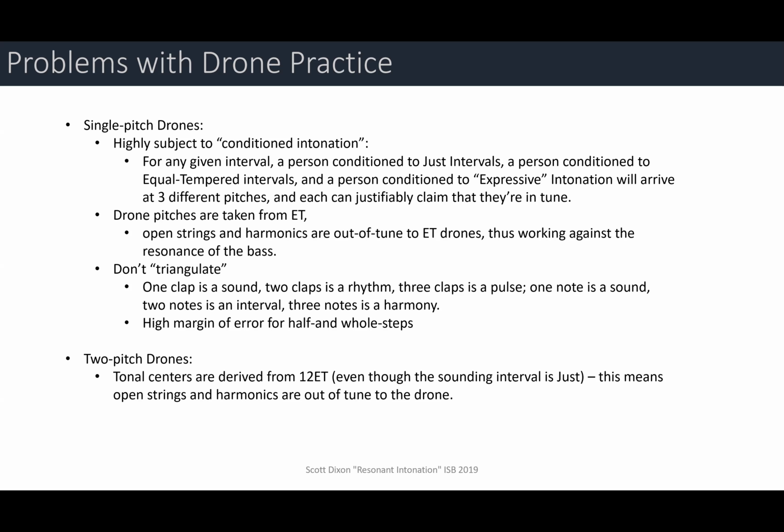Then there are a lot of two-pitch drone systems out there. There's like cello drones, where you get a perfect fifth in the drone. That's good, but it's a subtle point, and it's important. The pitch center of that drone is usually taken from equal temperament, which means that if you are droning, let's say, a perfect fifth, E flat, B flat, your G and D strings are out of tune because the pitch center is taken from equal temperament. So what I'm calling the resonant intonation drone system remedies that.